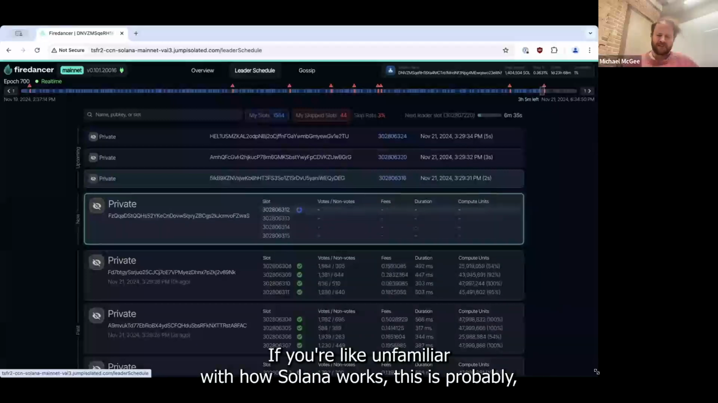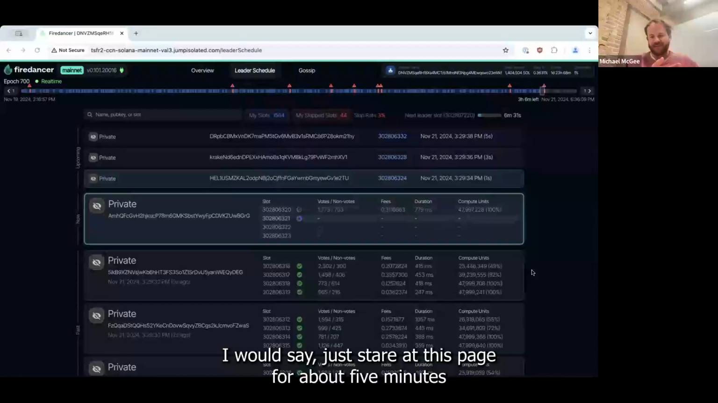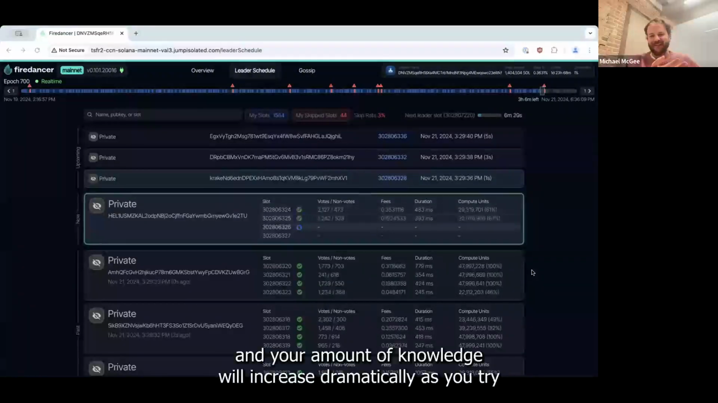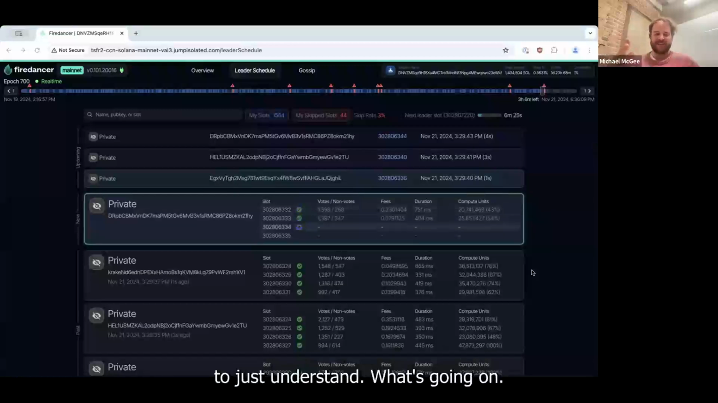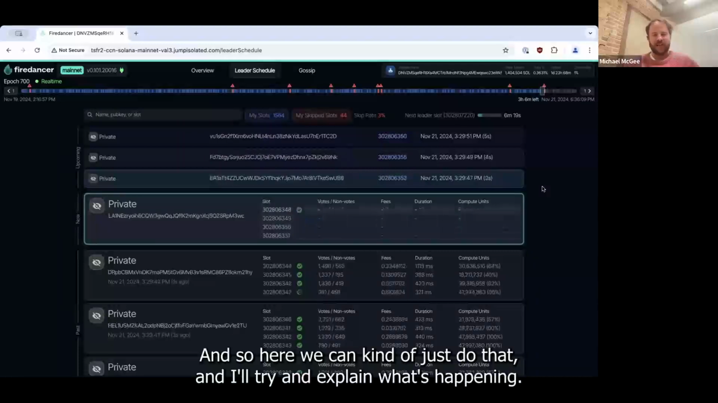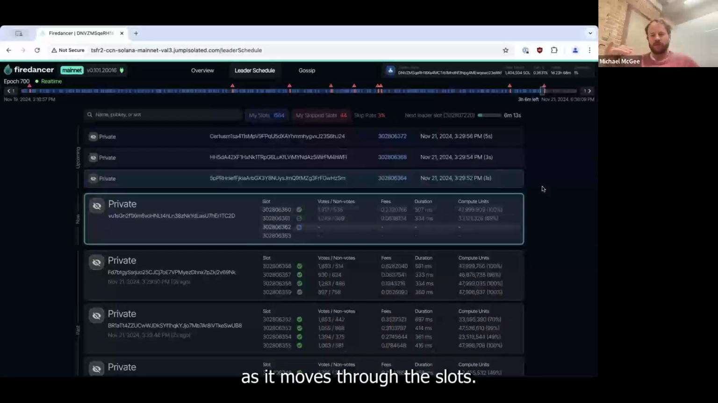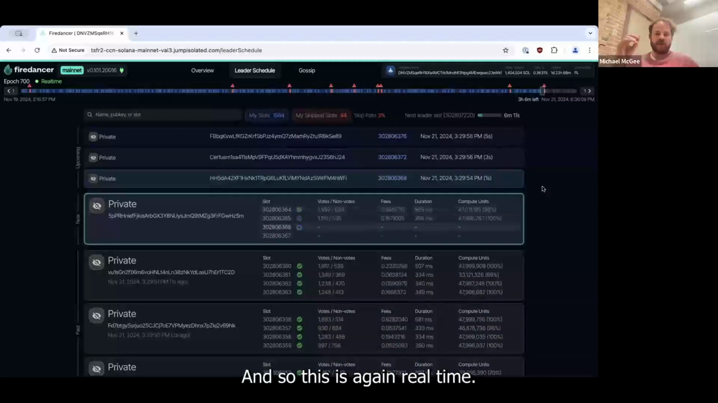If you're unfamiliar with how Solana works, I would say just stare at this page for about 5 minutes and your amount of knowledge will increase dramatically as you try and understand what's going on. And so here we can do that, and I'll try and explain what's happening. This is actually viewing the leader schedule of the network as it moves through the slots. And this is, again, real time.